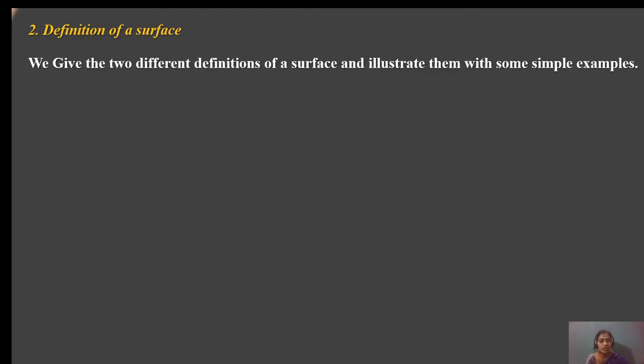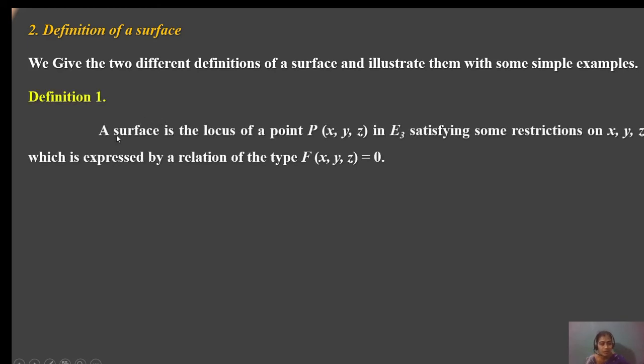Okay, we give two different definitions of a surface, and a simple example will be given. Definition one: a surface is a locus of a point P(x, y, z) in E3 satisfying some restriction on x, y, z, which is expressed by a relation of the type function f(x, y, z) equals 0. It means a surface is the locus of the point P.